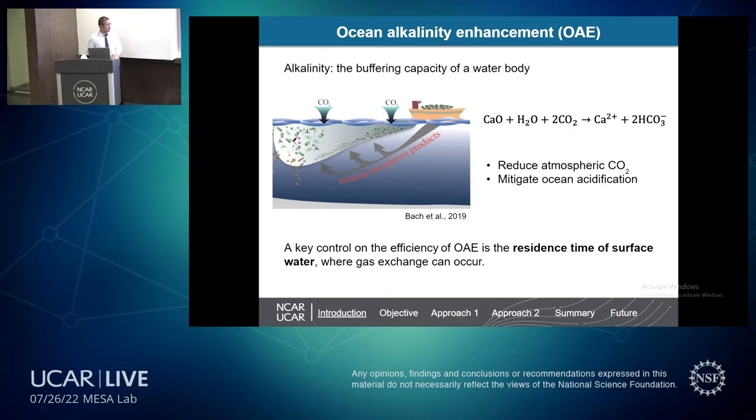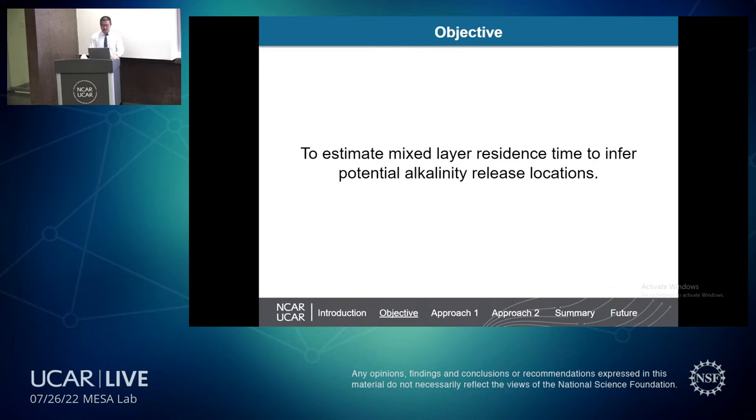And a key control on the efficiency of this ocean alkalinity enhancement is the residence time of surface water where gas exchange can occur. So the general concept is that to make this method effective, you need to give the surface water a sufficient opportunity to interact with the air. So you want to put the minerals where they could stay longer at the surface, otherwise they're going to subduct to depth and lose the potential to absorb CO2. So our objective is to estimate mixed layer residence time to infer potential alkalinity release locations.